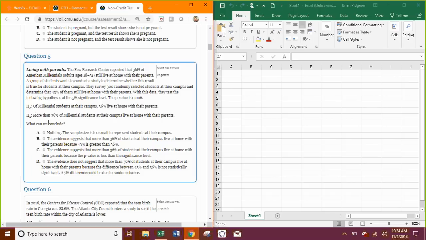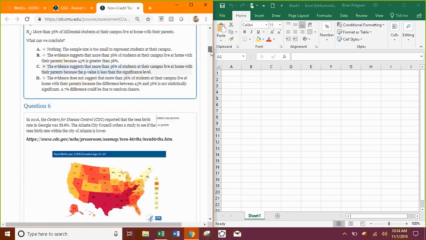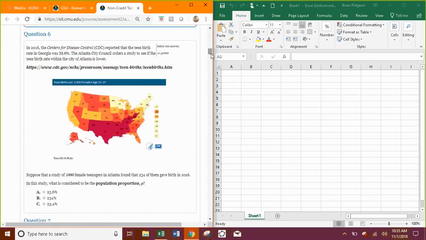So in this case, our p-value is 0.006. So that means we have significant results. We would reject the null hypothesis and say, you know what, there's statistical evidence to support the claim that more than 36% of students live at home with their parents. The evidence suggests that more than 36% of students at their campus live at home with their parents because the p-value is less than the significance level. There we go.